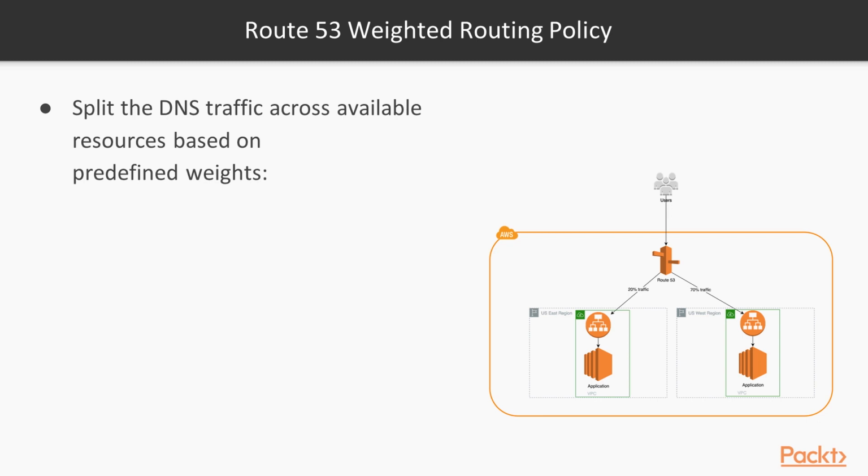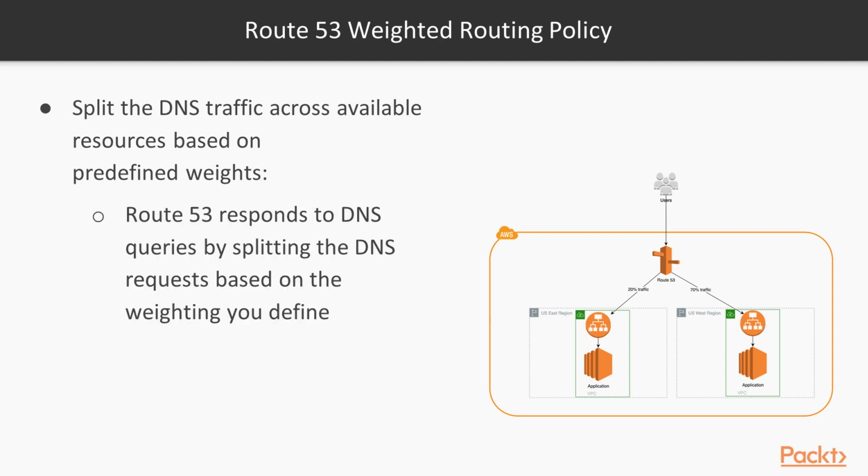With a weighted routing policy, we split the DNS traffic across available resources based on predefined weights. So you can see here, we've got our users, they're interacting with our domain, and we've decided we want to route 70% of the traffic to our US West region and 20% of our traffic to our US East region. So we have our application split across two regions, and we've decided to use a weighted routing policy. Route 53 responds to DNS queries by splitting the DNS requests based on weighting you define.